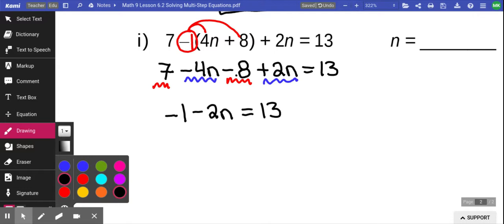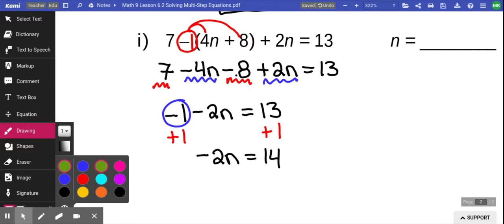Now I need to try to solve for n. To solve for n, I have to move things to the other side. The first thing I have to move is any additions or subtractions. This is a negative 1 that is being subtracted with the 2n. So I need to move that first. The opposite of negative 1 would be plus 1. So I need to add 1 to both sides. That leaves me with negative 2n equals 14.